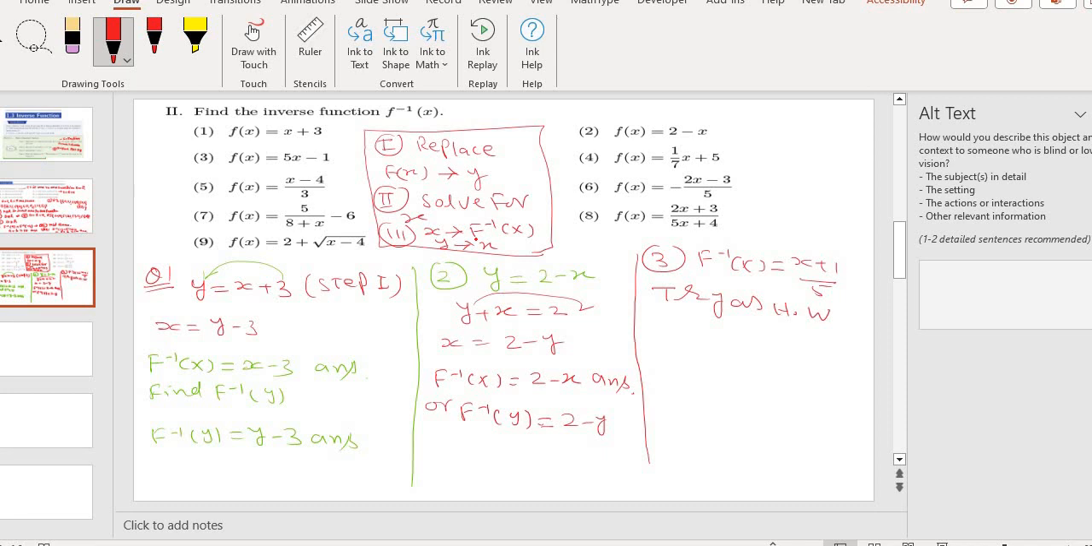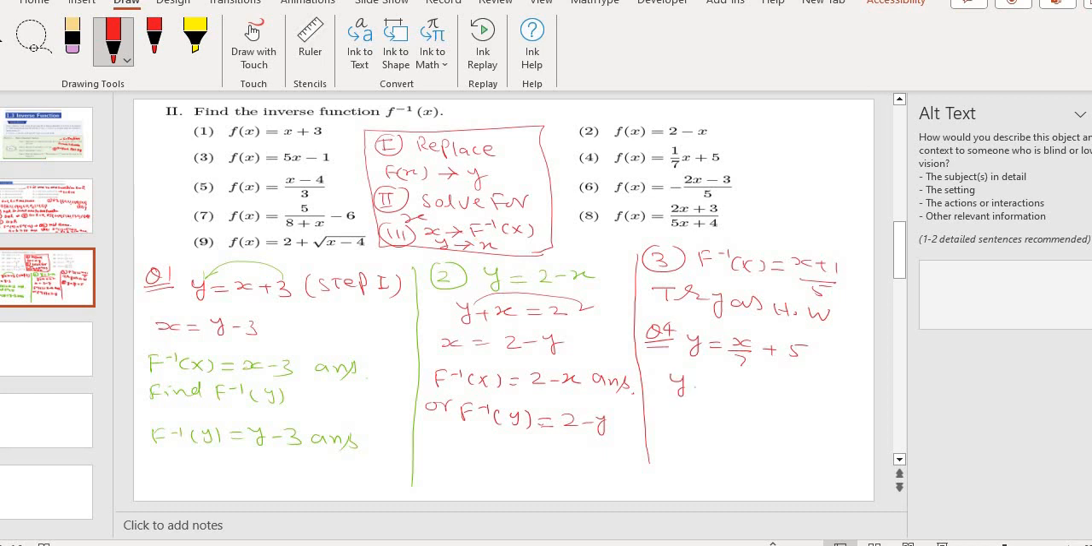I'm going to write the question number 4 answer. See that one, f(x). Step number 1 is replace f(x) as y. So y is equal to x divided by 7 plus 5. And now solve for x. So what you have to do, just move this one here.